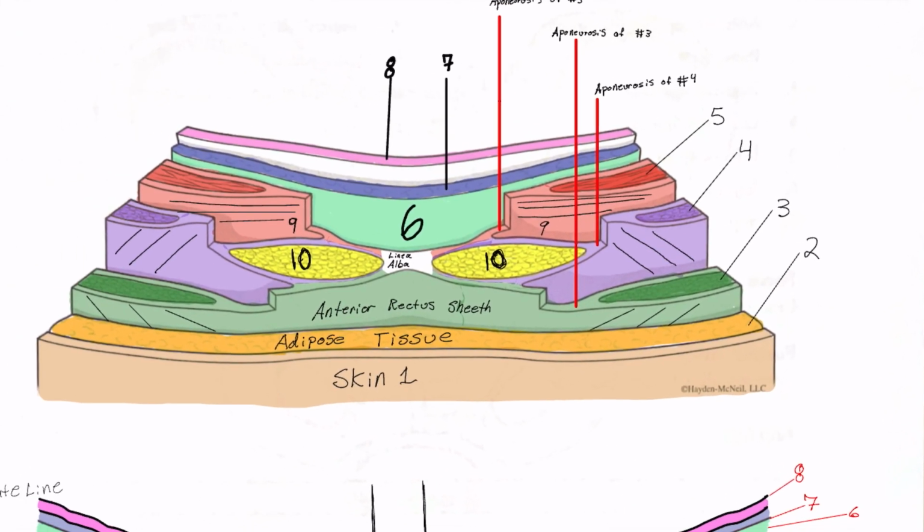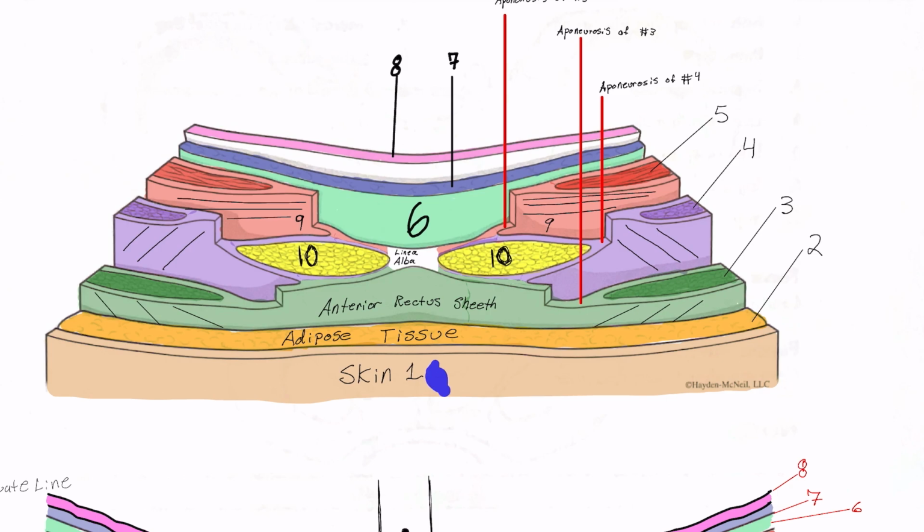So number one, that's going to be your skin. And then directly behind that, that's going to be your adipose tissue, and your superficial fascia is going to be in here as well, right in there. Number three, that's going to be your external oblique muscle. It's this muscle belly sitting right here. These lines right here are just depicting the angle at which the muscle fibers are going.